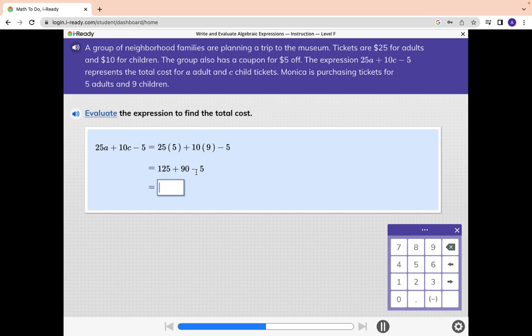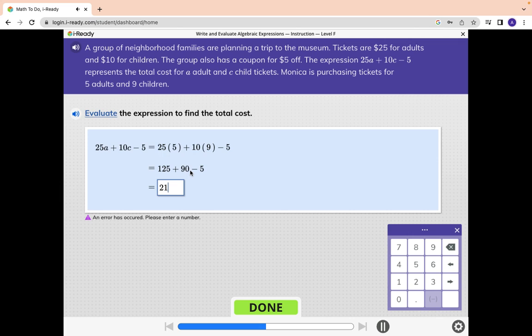So we're going to add first 125 plus 90 minus 5. So 125 plus 90 is 215. Now minus 5, it's 210.